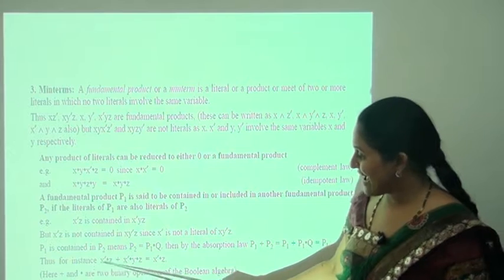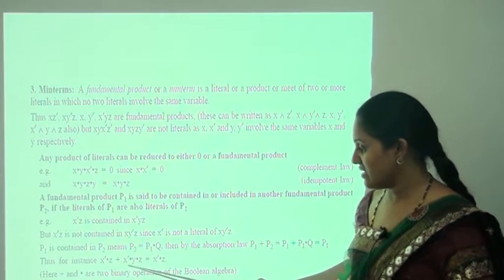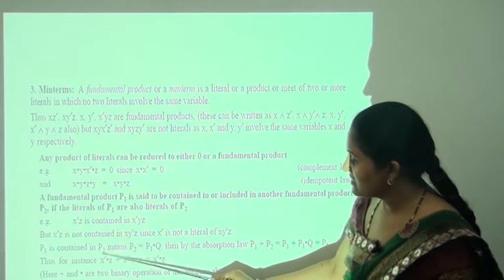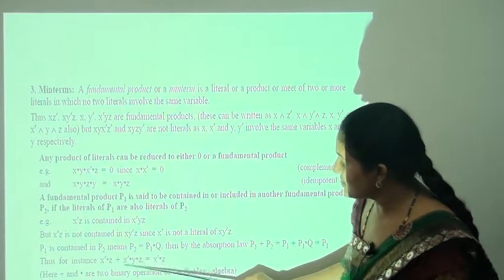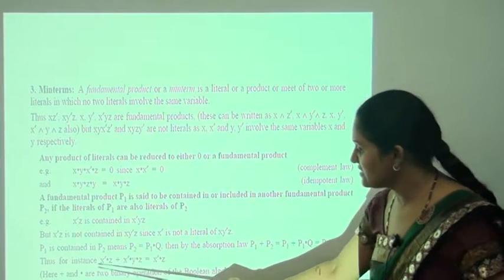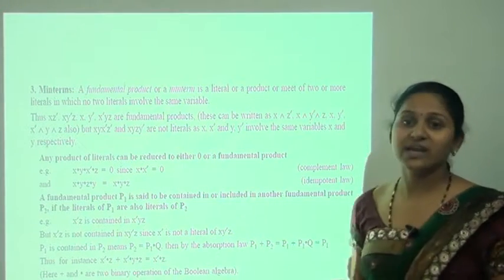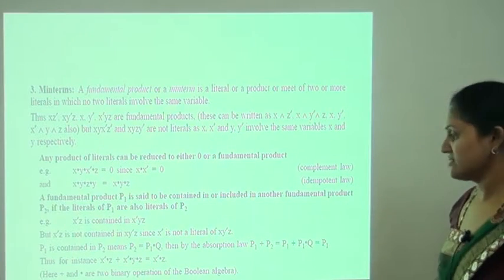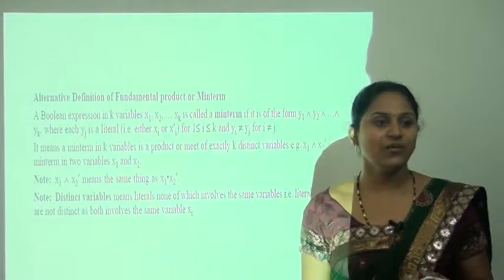Thus, in x dash z plus x dash yz, this is absorbed in this, and this element is inside it, so the value of the total will be this x dash z. The smaller one's value will be the value of the whole. Here plus and dot are two binary operations in this Boolean algebra.